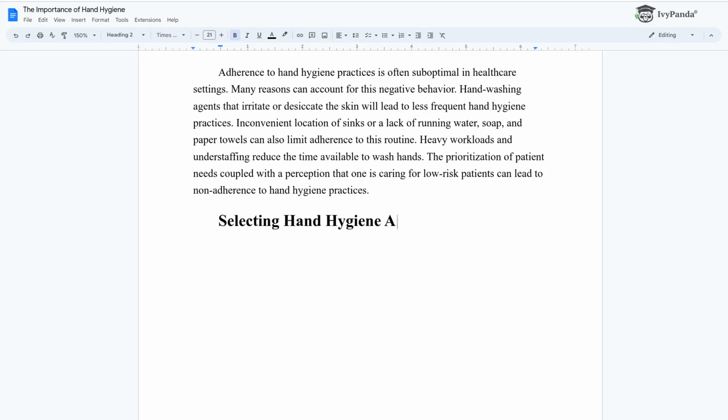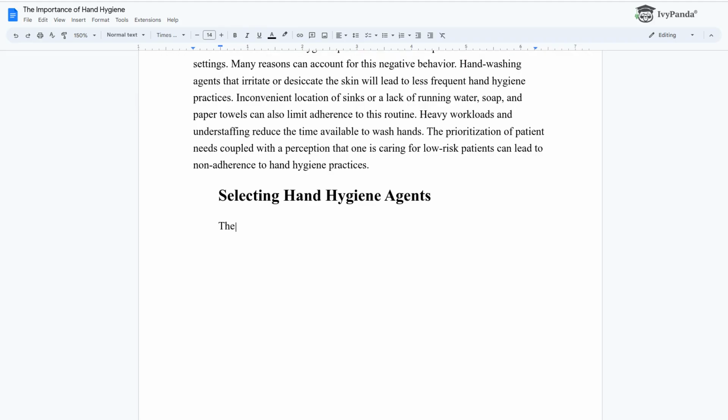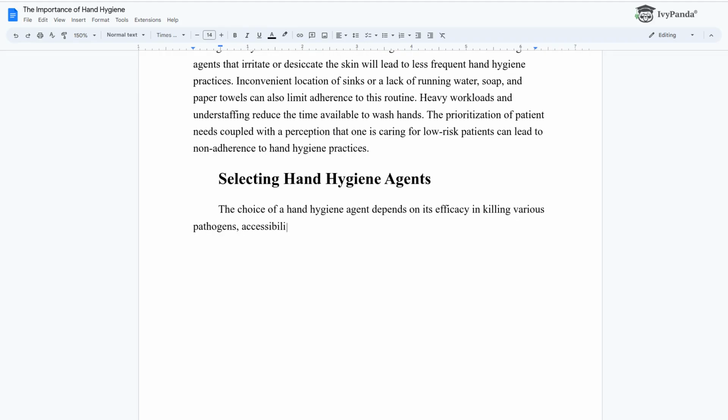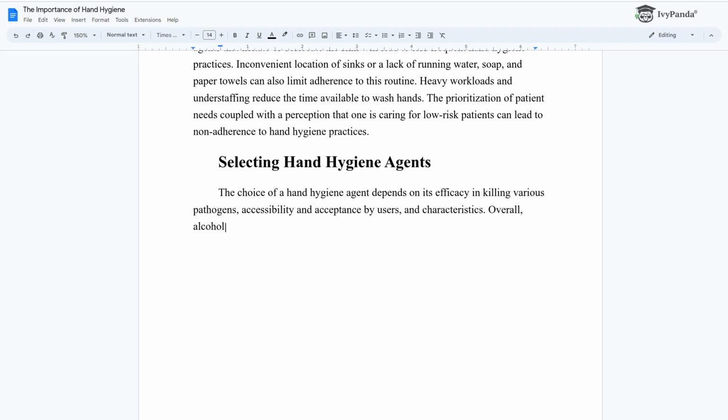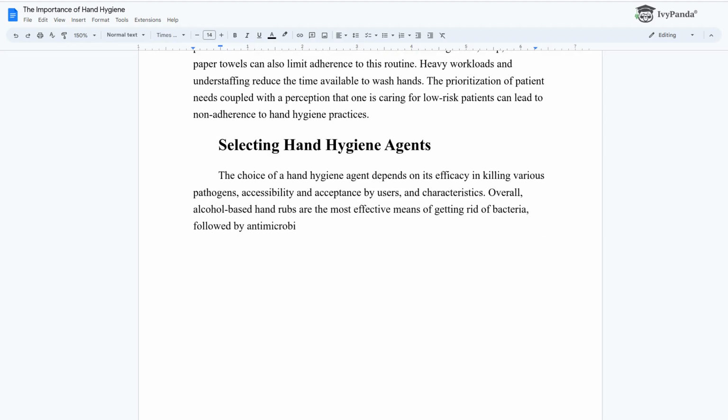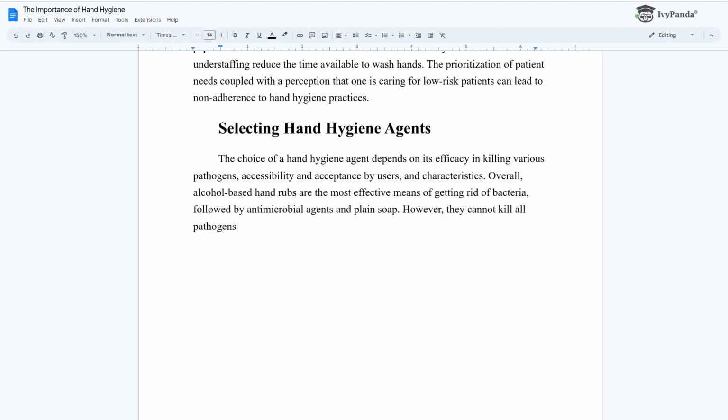Selecting hand hygiene agents. The choice of a hand hygiene agent depends on its efficacy in killing various pathogens, accessibility and acceptance by users, and characteristics. Overall, alcohol-based hand rubs are the most effective means of getting rid of bacteria, followed by antimicrobial agents and plain soap. However, they cannot kill all pathogens when used on soiled or dirty hands.